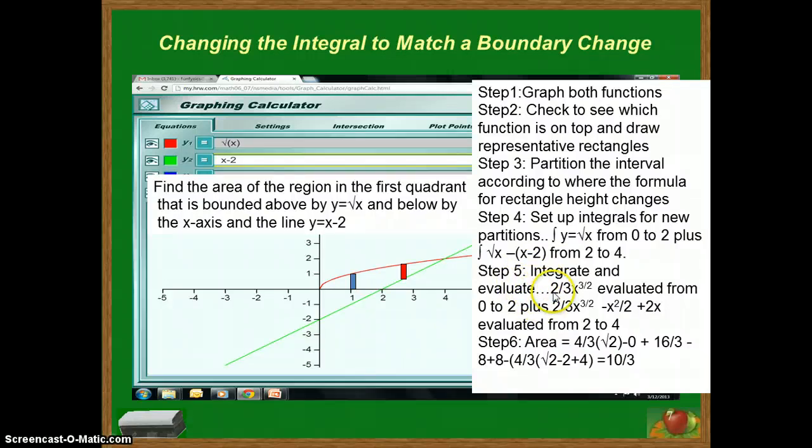So we do the integral, we get 2/3 x to the 3/2, evaluated from 0 to 2, plus 2/3 x to the 3/2 minus x squared over 2 plus 2x, evaluated from 2 to 4. We do the math here, and what comes out in the wash is 10/3. And that would be the area between the x-axis, this green curve, the straight line, and y equals the square root of x. So this area right here, that's what it would be.